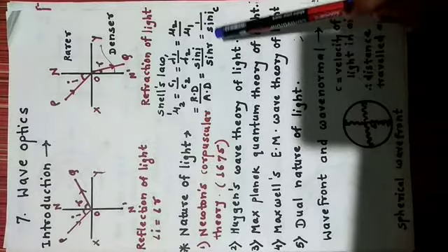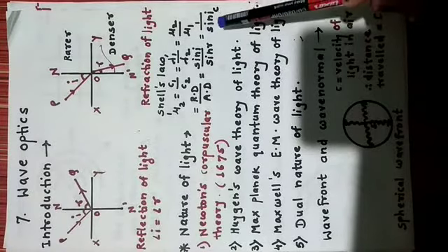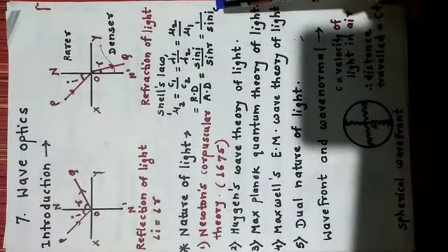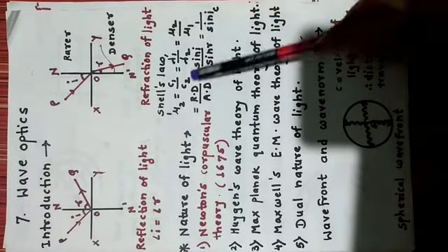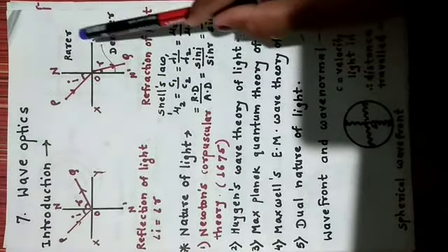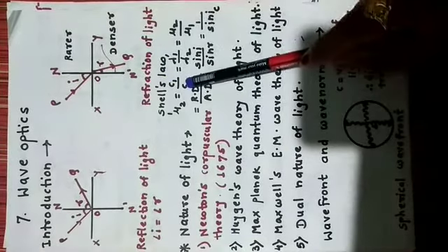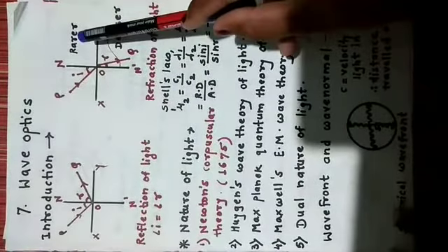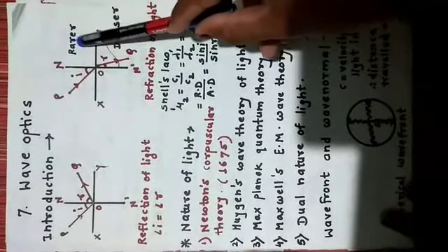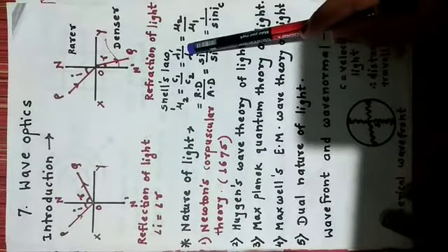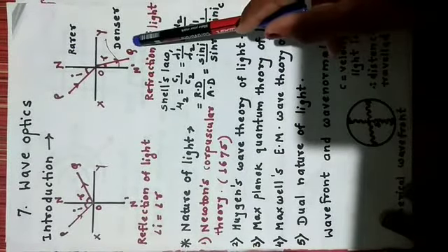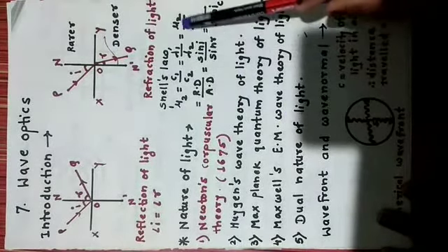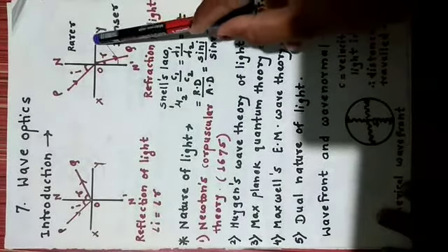And in this chapter we are going to study the relation mu12 is equal to tan iP, and iP stands for the polarizing angle. Here C1 means the velocity of light in the first medium, and C2 is the velocity of light in the second medium. Similarly, lambda 1 means the wavelength of light in the first medium, and lambda 2 is the wavelength of light in the second medium. Mu2 means the refractive index of the second medium, and mu1 means the refractive index of the first medium.